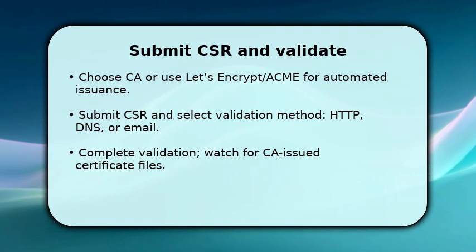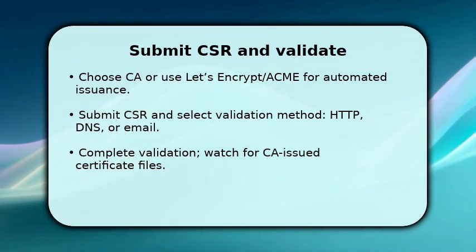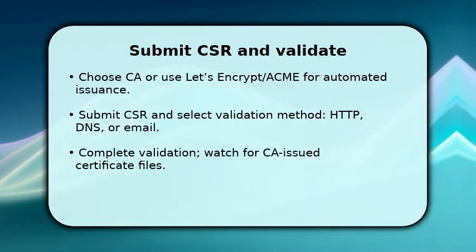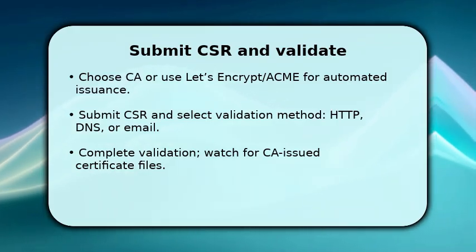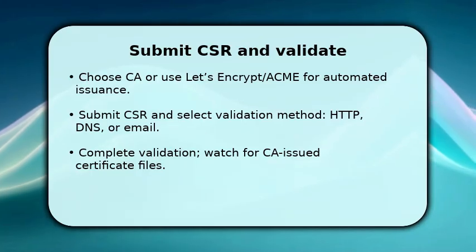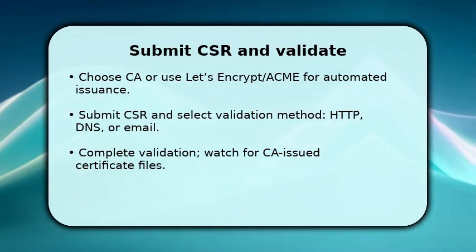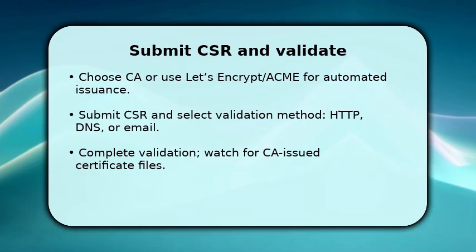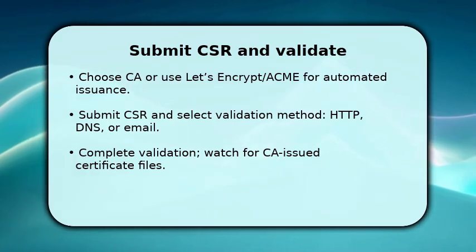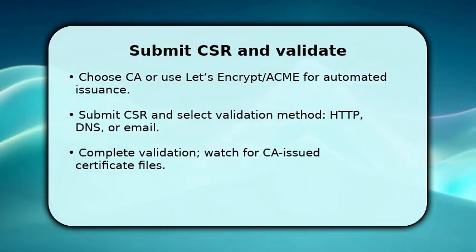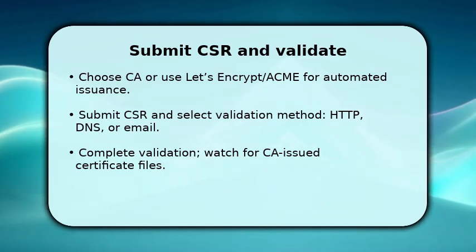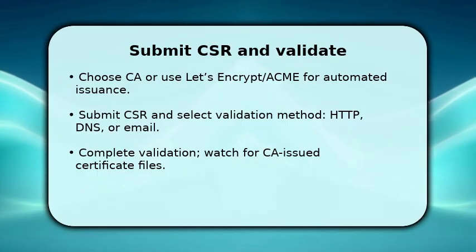Next, you submit the CSR to your chosen certificate authority or through an ACME client. If using a commercial CA, pick HTTP, DNS, or email validation. If using ACME, automate with a client like Certbot. For DNS validation, add the TXT record exactly as provided. For HTTP, place the token at the specified path. Once validation completes, the CA will issue the certificate bundle. You'll receive the certificate files.